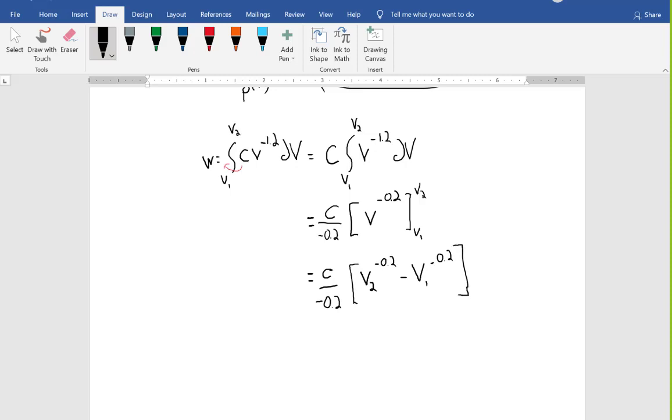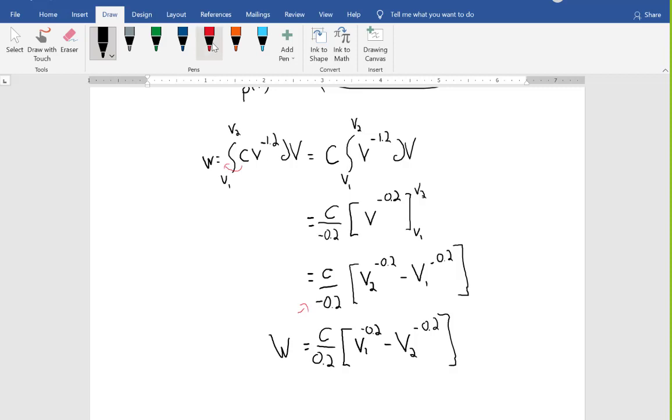Now, this is just aesthetic, but I don't particularly like having to divide by a negative number. So I'm going to multiply this whole equation by negative 1 so that the constant out front is positive. So this becomes C over 0.2 times, now I flip these around because I'm changing the signs. So this is going to be V1 to the negative 0.2 minus V2 to the negative 0.2.